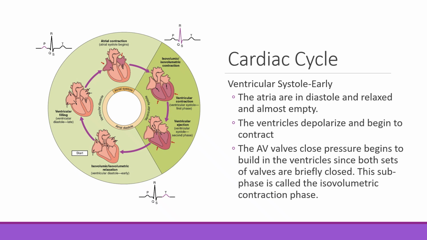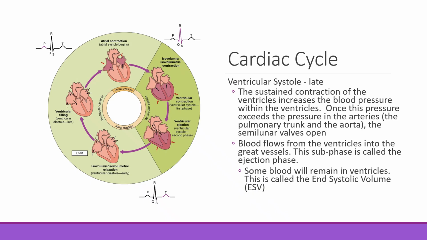Early ventricular systole: the atria are in diastole, relaxed and almost empty. The ventricles depolarize and begin to contract. The AV valves are going to close because of the pressure that builds in the ventricles. Now, the AV valves are closed, and for a brief period of time, so are the semilunar valves. And that period where both of those are closed is called isovolumetric contraction. This is when we're building up the pressure in the ventricles.